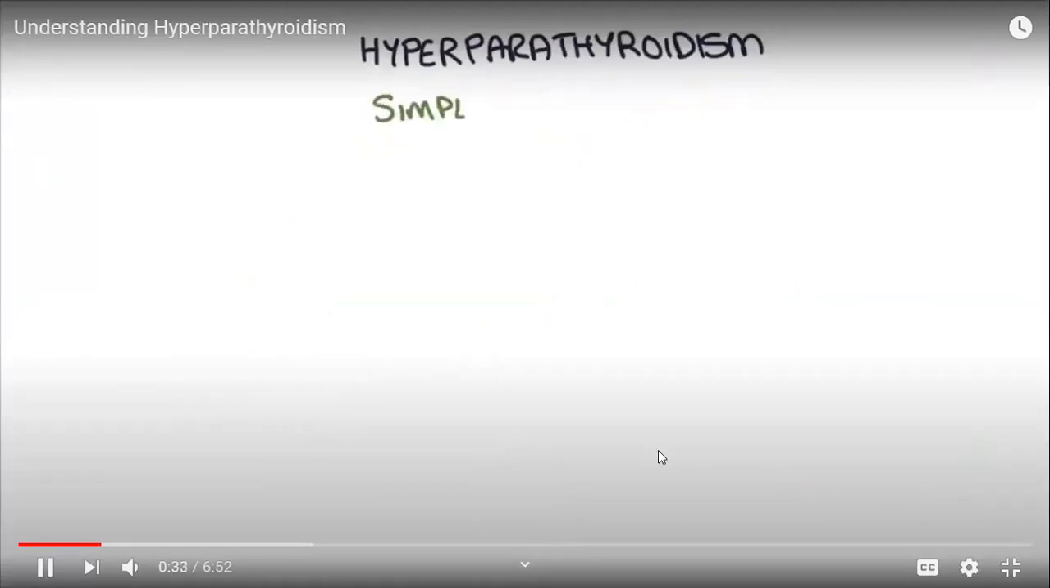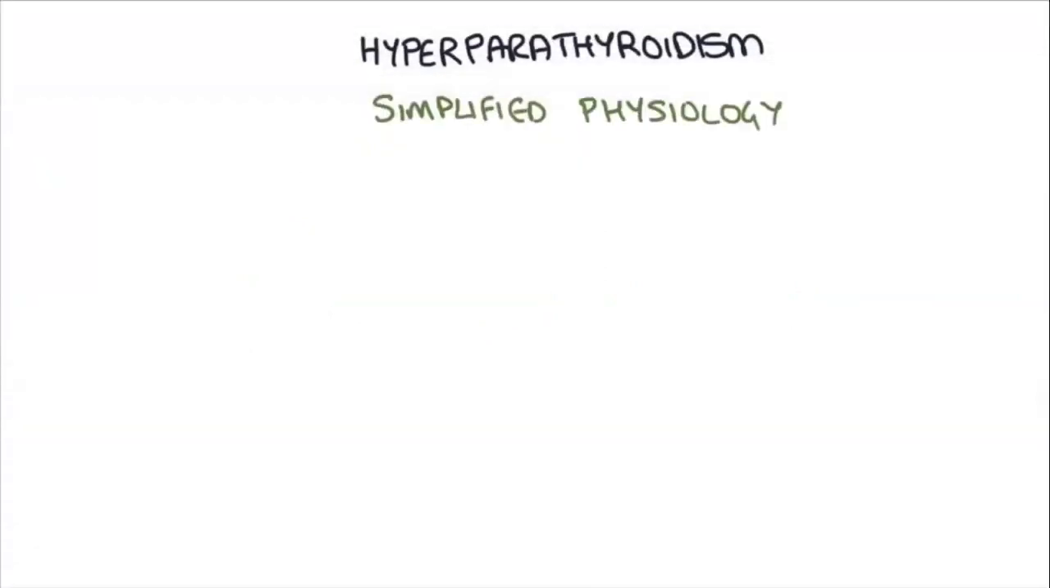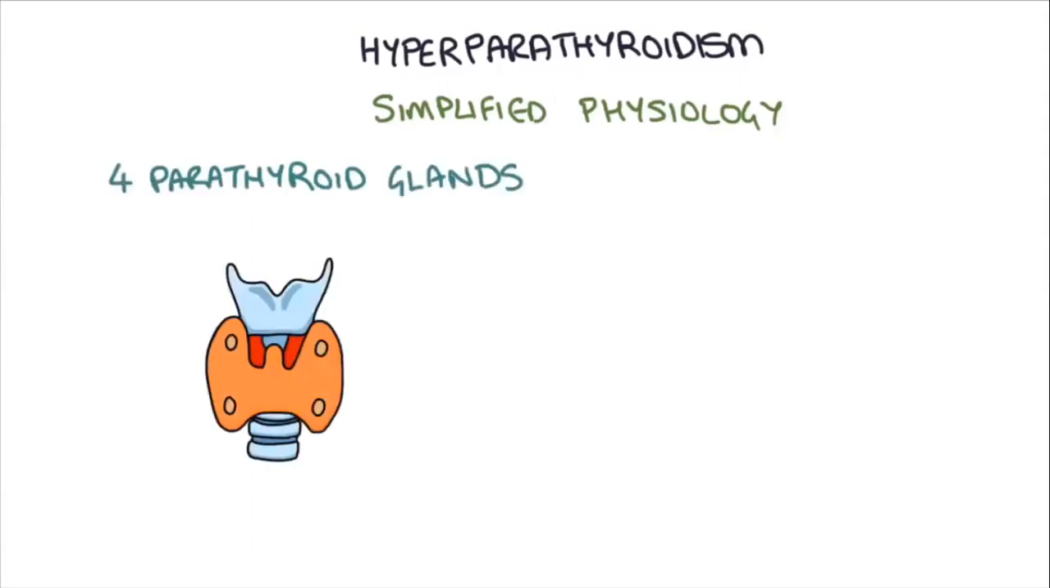Firstly, I'm going to go through some simplified physiology. Bear in mind that in reality the processes are a bit more complicated, but for the purpose of medical school, everyday practice, and understanding hyperparathyroidism, this is all you really need to know. There are four parathyroid glands situated in the four corners of the thyroid gland. The parathyroid glands, specifically the chief cells in the glands, produce parathyroid hormone in response to low blood calcium concentration.